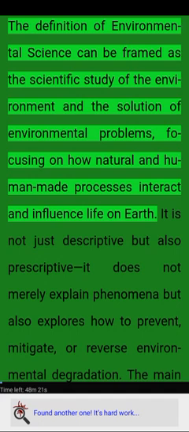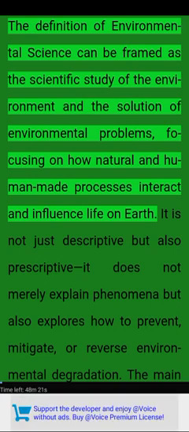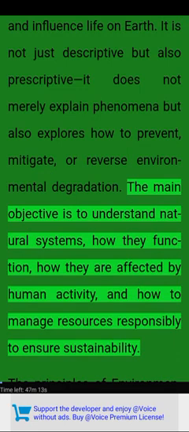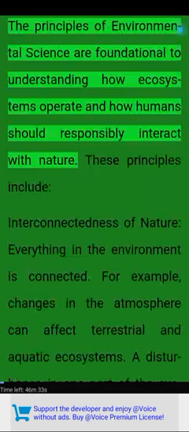The definition of environmental science can be framed as a scientific study of the environment and the solution of environmental problems, focusing on how natural and human-made processes interact and influence life on Earth. It is not just descriptive but also prescriptive. It does not merely explain phenomena but also explores how to prevent, mitigate, or reverse environmental degradation. The main objective is to understand natural systems, how they function, how they are affected by human activity, and how to manage resources responsibly to ensure sustainability.